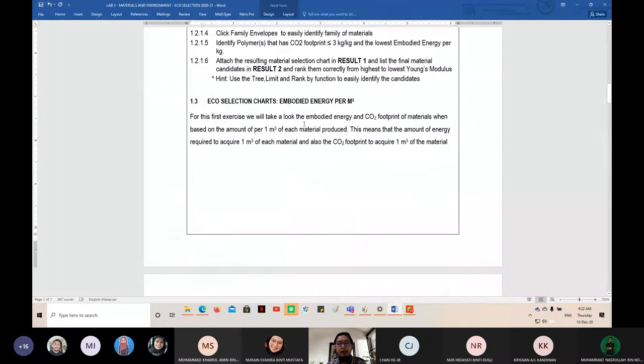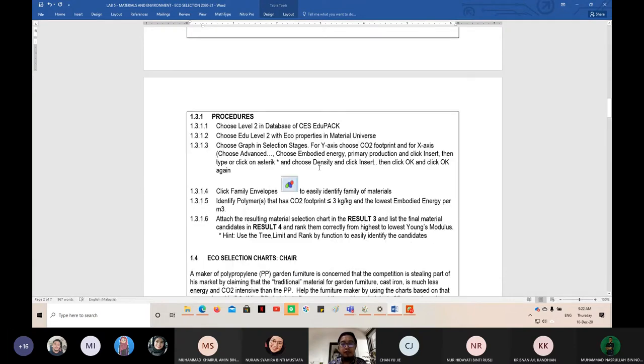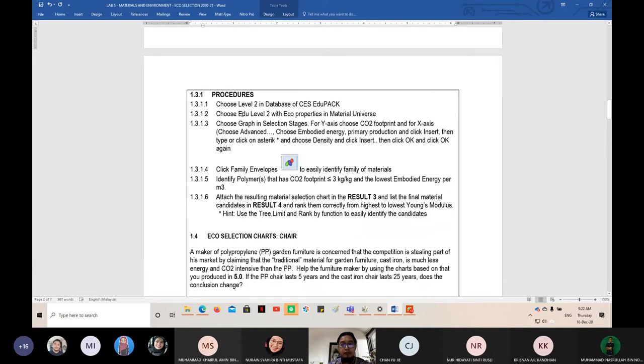And then we relate the embodied energy per cubic meter, per volume. 1 kilogram of a material is by weight, by mass, and volume is a bit different. A cubic meter of a material means how much of that material we can use to generate the product. If it is just 1 kilogram, a material with higher density will have a much lower volume. If a material has a lower density, the volume will be much larger. That's the relation.